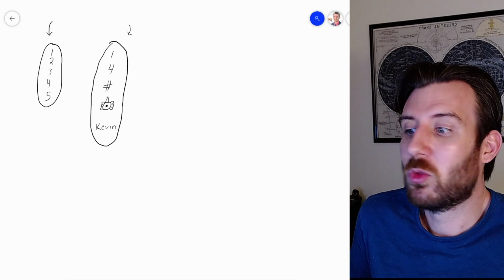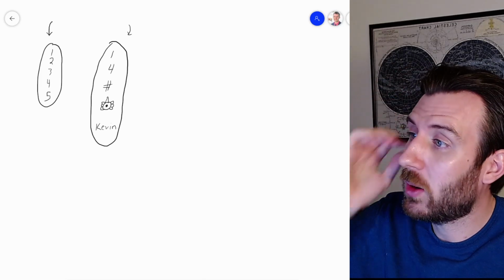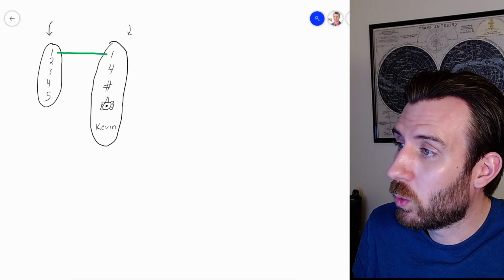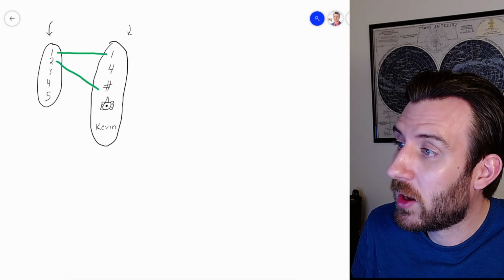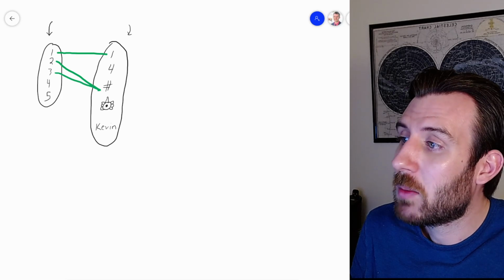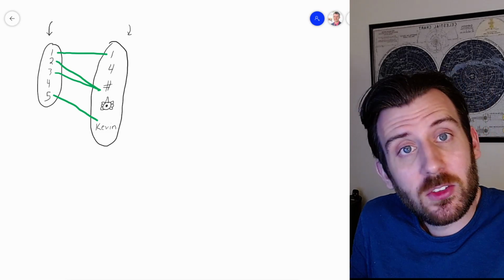Well, we can describe any function we want here that connects one of the things on the left to one of the things on the right. And we could say, okay, we want 1 to maybe transform into 1. We could want 2 to transform into the number sign. Maybe we want 3 to transform into the number sign as well. That's fine. We want the number 5 to turn into the name Kevin. But what we created here is a function.